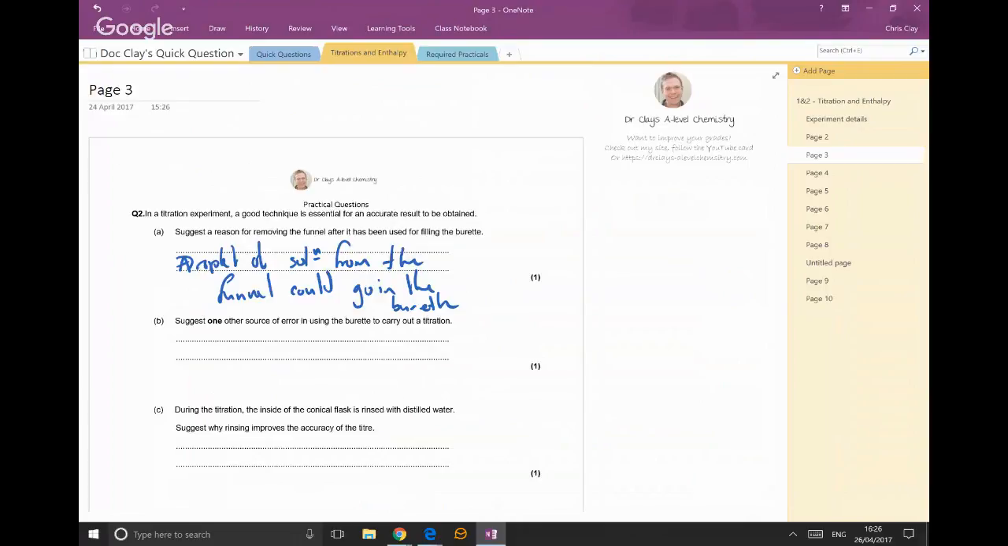Suggest one other source of error in using the burette to carry out a titration. If you've ever used a burette, if you've ever filled them up, often one issue here is that at the bottom you get an air bubble, and you have to make sure that that's emptied. So that is always an issue with a burette. So make sure you empty the air bubble. These are just practical things that you're going to have picked up most likely when you're doing the practical work as you've been going through your chemistry course.